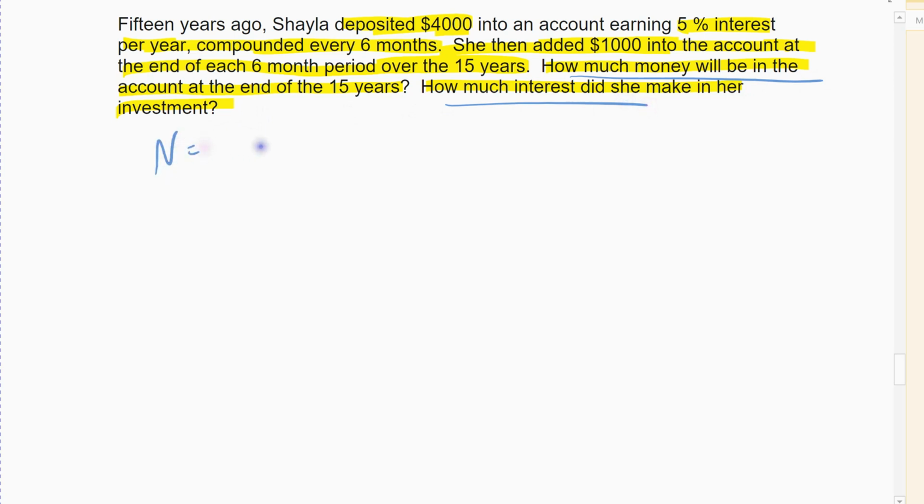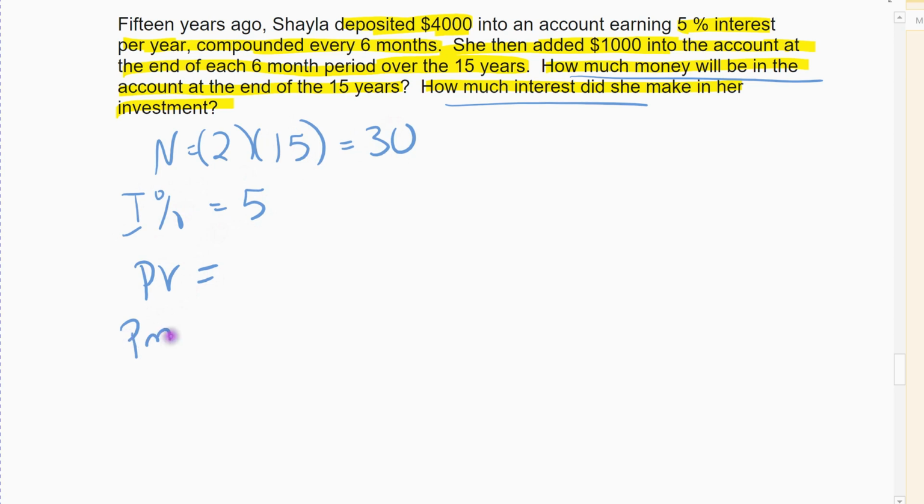So N is our compounding period, which is 2, over our time, which was 15 years, so 30 compounding periods. Interest was 5. So this time we're going to fill in all 3 of these spots. So the present value was the initial deposit, and again, it's got to go in there as a negative. I'm taking $4,000 out of my pocket and depositing it into an account. I can't touch it for 15 years.